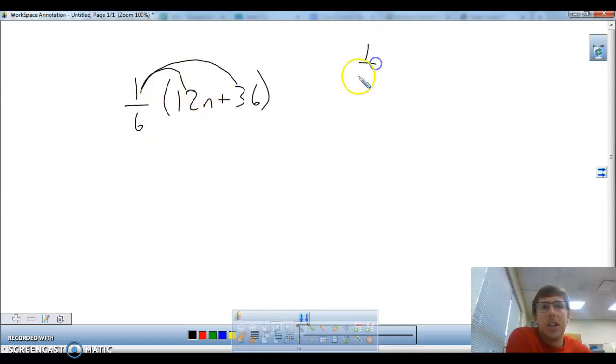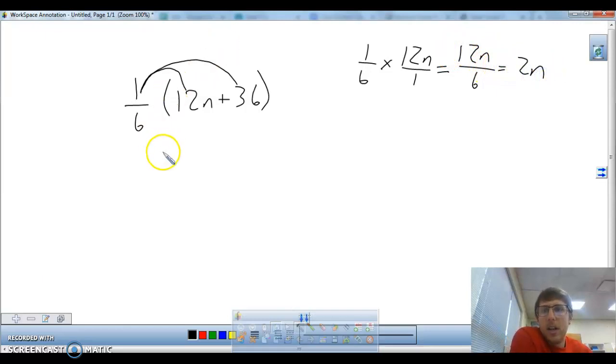Well, if you remember how fractions work, you just multiply top and bottom, right? Well, what's 1 times 12n? 12n, 6 times 1 is 6. What is 12n divided by 6? Well, that gives you 2n. Okay? So when you distribute 1/6 to 12n, you're saying what's 1/6 of 12n? That's 2n.